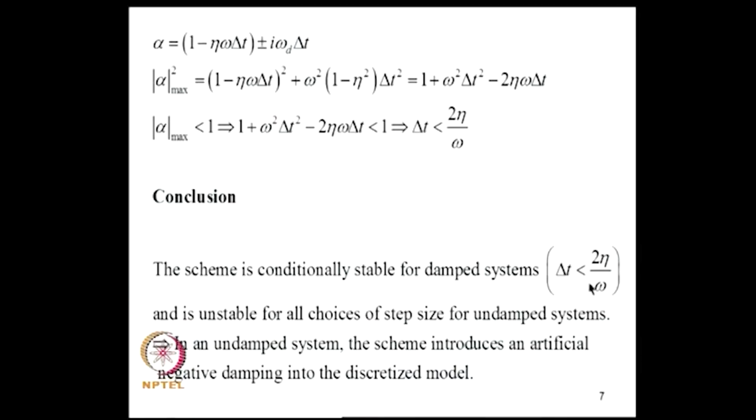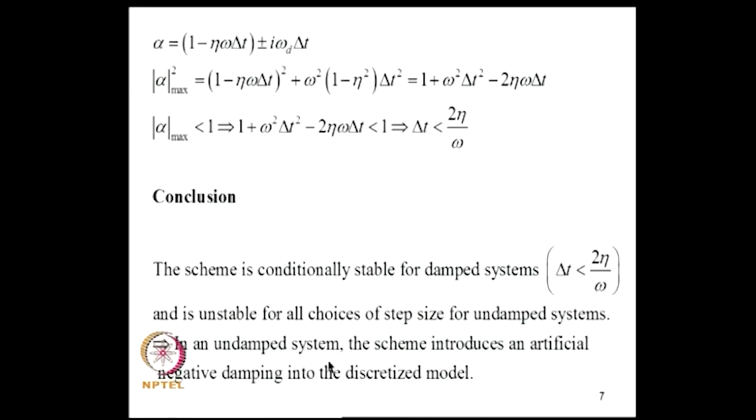This critical step size, that is 2 eta by omega, as we see here, is a function of eta and omega. So, if the system has damping, then the step size that we use should be less than 2 eta by omega to ensure that the errors do not grow in time. But if the system is undamped, we see that there is no step size which guarantees stability. So, this leads to the conclusion that the scheme is unstable for all choices of step size for undamped systems.